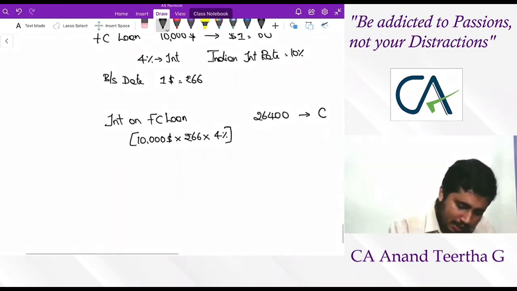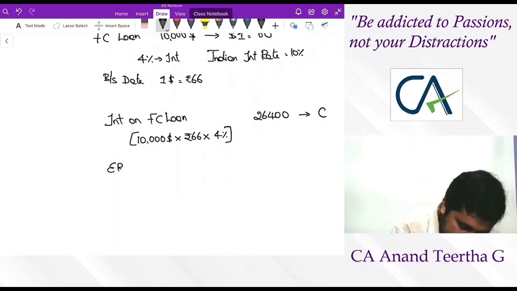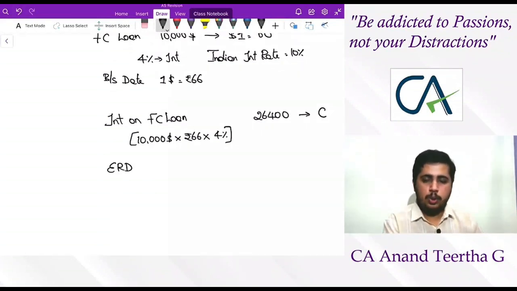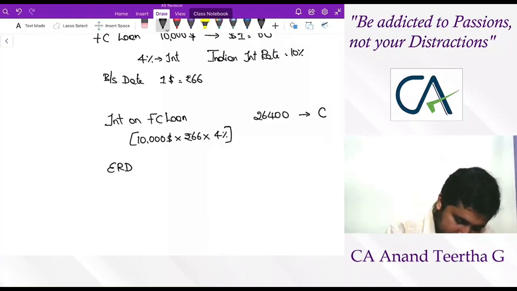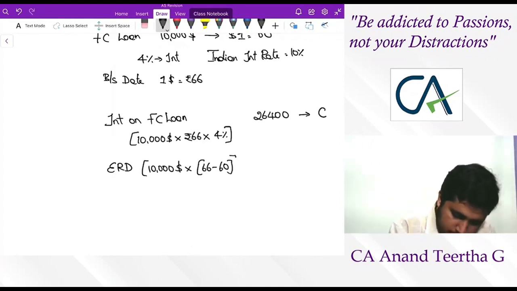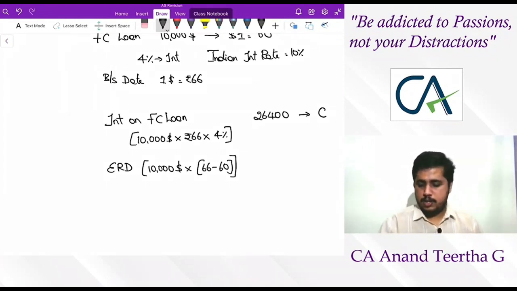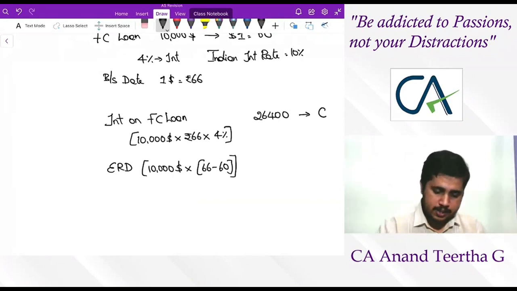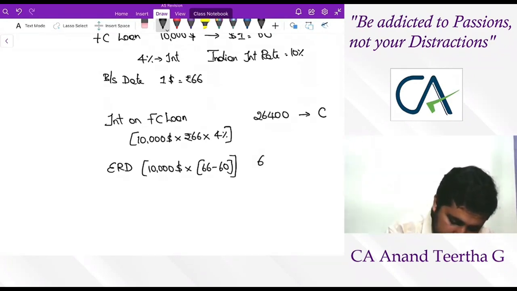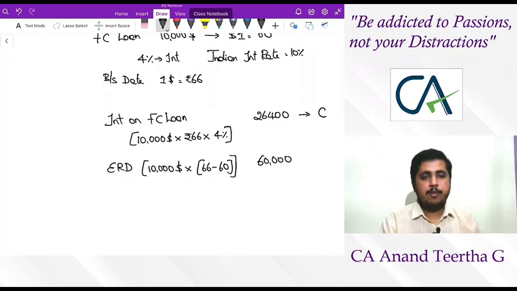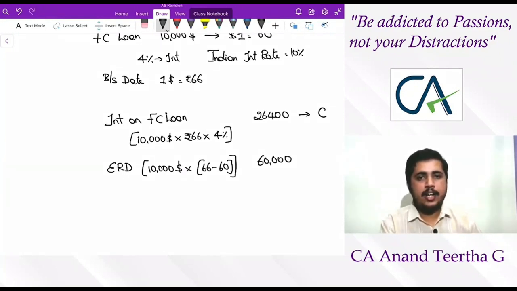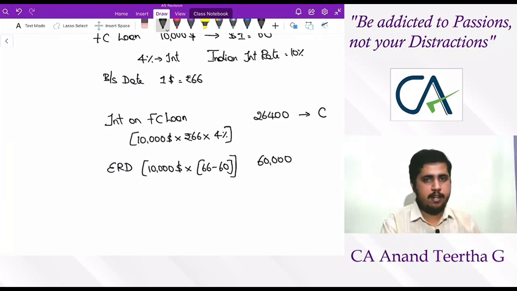Okay, then I will calculate how much is ERD here. How much is the total ERD? It will be $10,000 into 66 minus 60. How much do we get? 60,000 rupees. Now, whether the entire 60,000 ERD is allowed to be capitalized? No, you have to check that Indian interest rate.